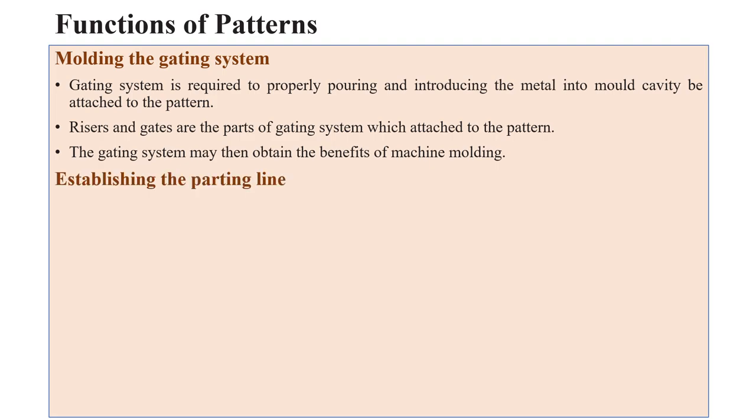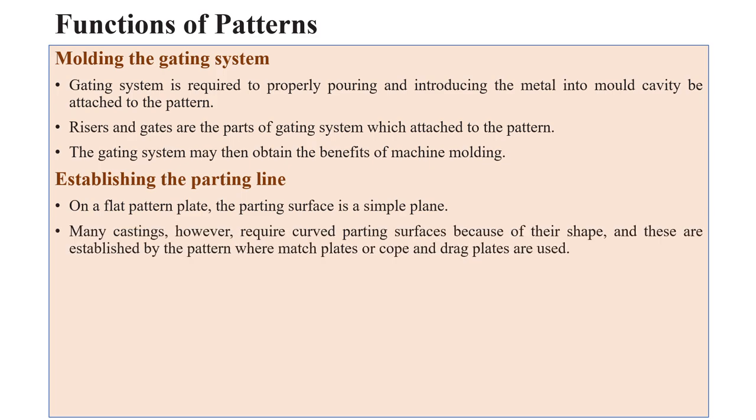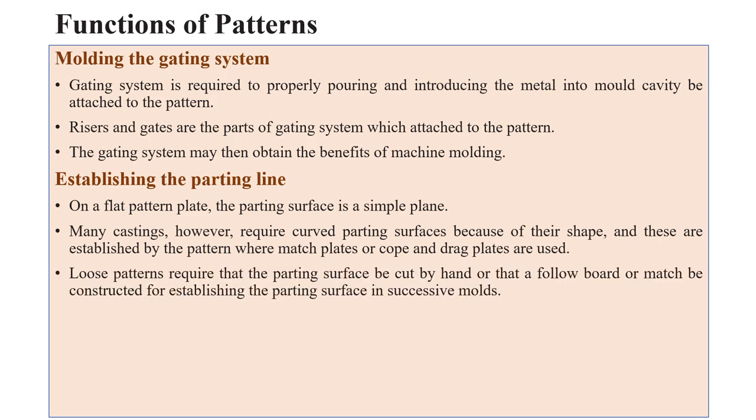The second function is establishing the parting line. On a flat pattern plate, the parting surface is a simple plane, with two parts like cope and drag that can be used on the flat surface. If the mold has some curved surface because of its size and shape, these are established by the pattern, where match plate or cope and drag plates can be used. The pattern may require that the parting surface be cut by hand, or that follow boards or match be constructed for establishing the parting surface in the successive mold.